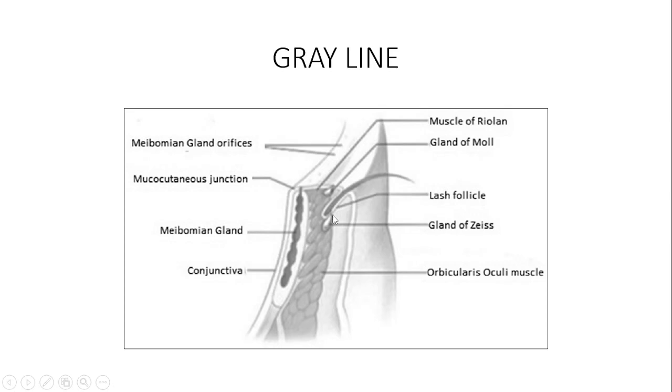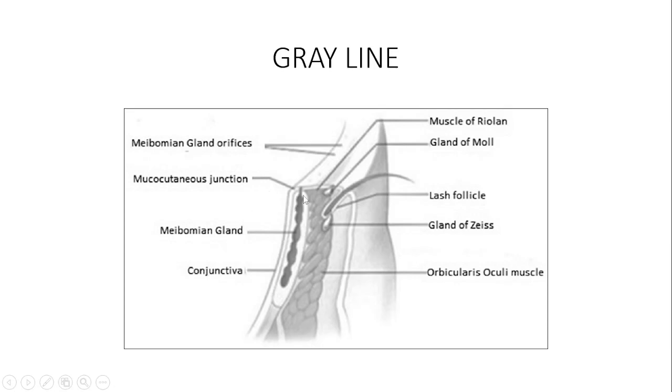So, the structures which are found posterior to the gray line include, one, we have what? The tarsal plate or the tarsus. This is the tarsal plate, also known as the tarsus. All right, I'll show you the slides now. It's better seen over there. So, the tarsus contains what? The Meibomian glands. Okay, and of course, posterior to the tarsus, you have what? The palpebral conjunctiva. Okay, so I repeat.